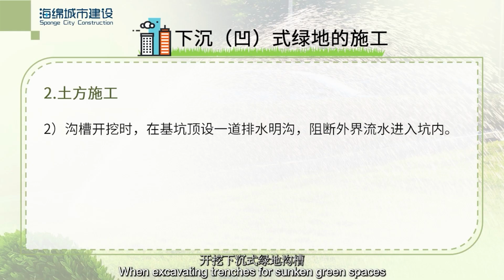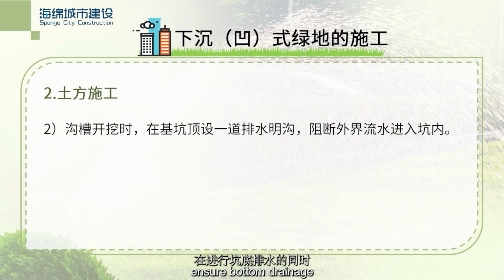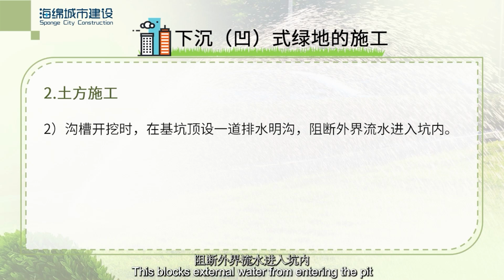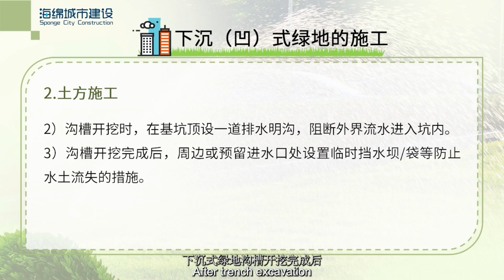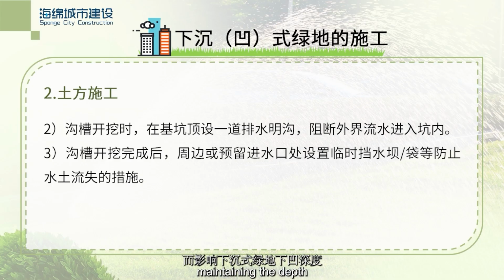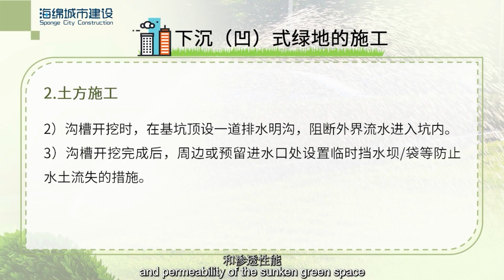When excavating trenches for sunken growing species, ensure bottom drainage and prevent surface water entry by setting an open drainage ditch at the top of the pit. This blocks external water from entering a pit. After trench excavation, around the perimeter or reserve inlets, set temporary barriers to prevent soil erosion. This prevents soil collapse into the trench, maintaining the depth and permeability of the sunken green space.